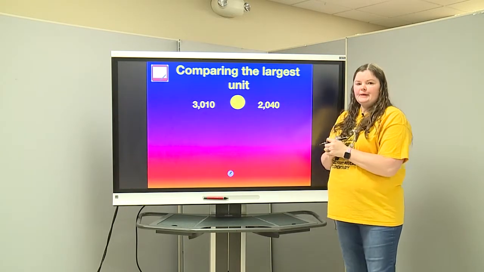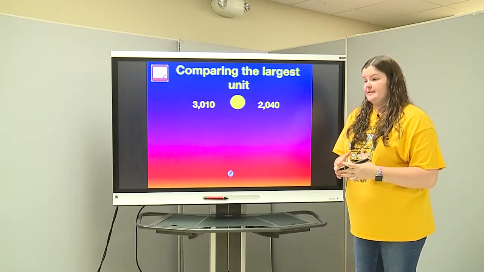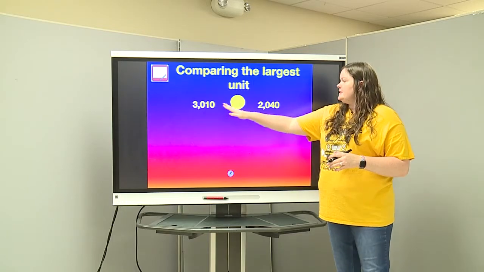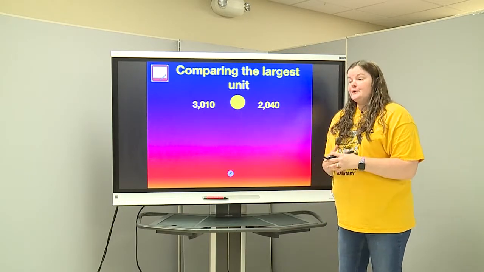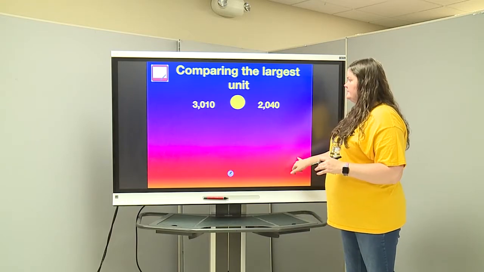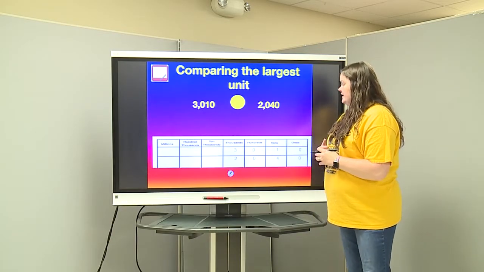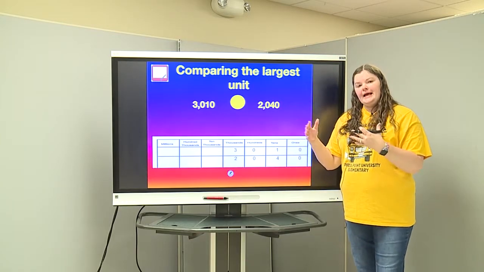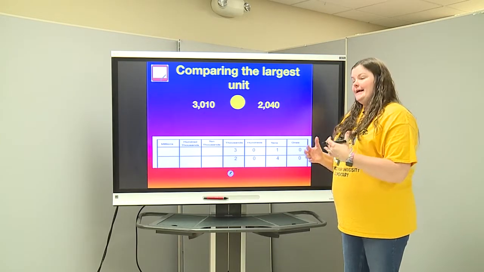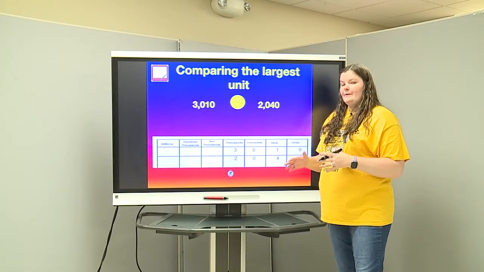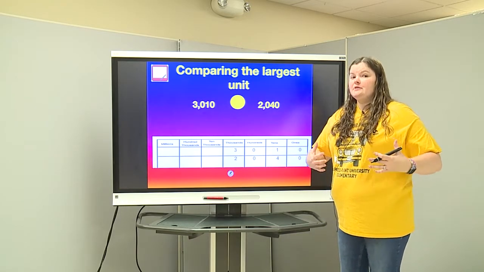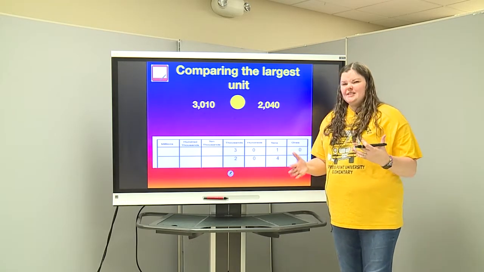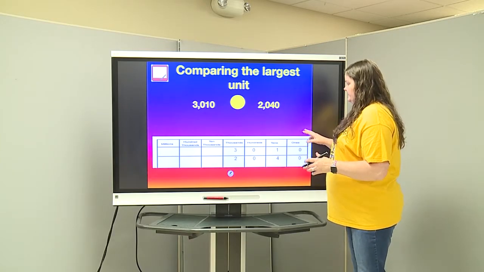Okay, so let's get into actually doing the skill part of this lesson, which is comparing units. As you can see, I've provided two numbers here: 3,010 and 2,040. I've provided the place value chart and put those digits into it so that we can easily compare them. We could also do place value discs to compare these numbers as well. I just thought that the digits might be a little bit easier to see.